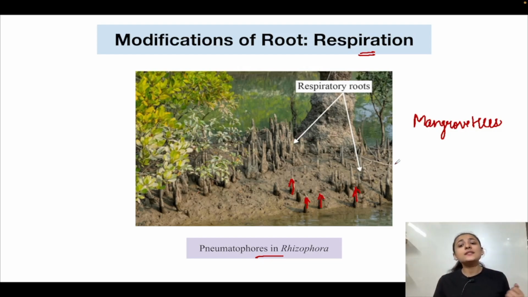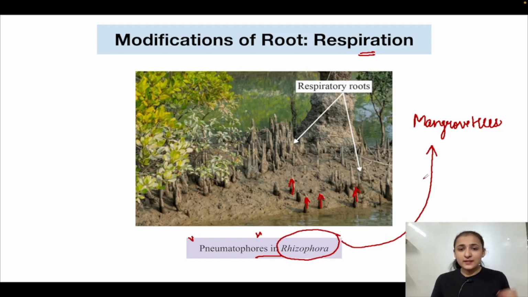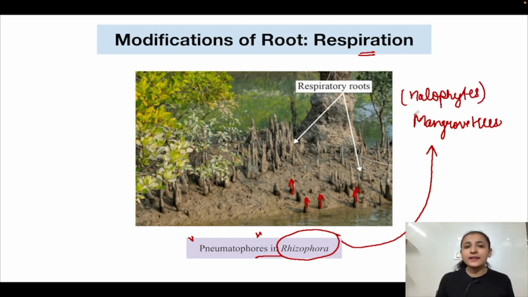So these roots are known as respiratory roots because they have modified themselves for respiration. And these roots are known as pneumatophores. These are present in Rhizophora, which is a genus of mangrove trees seen growing in swampy areas. Mangrove trees especially are seen growing in areas where ocean water, saline water, is present. So mangrove trees are also known as halophytes, which are organisms that can survive in saline conditions.